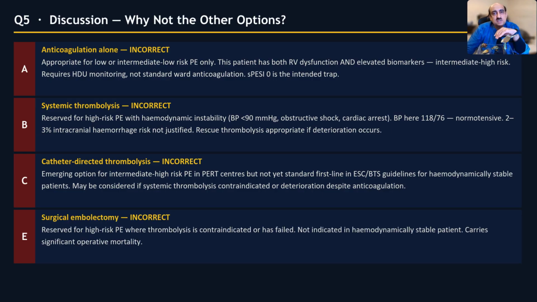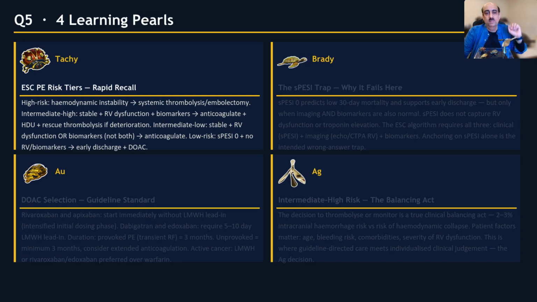Same as option E, surgical embolectomy is reserved for patients in whom systemic or catheter-directed thrombolysis has either failed or is contraindicated, because the surgical embolectomy itself carries a very high and significant mortality risk. Finally, the 4 learning pearls, I really like them, really interesting and very useful from a clinical care point of view.